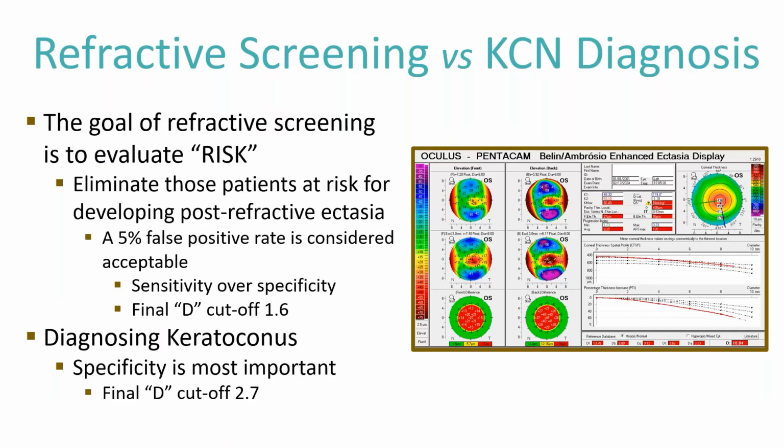Screening, a 5% false positive, is pretty much what most of us will accept. But when we're doing a disease-specific treatment, specificity becomes very, very important. And again, going back to that earlier slide that I showed you, we actually use a final D of 4 and add that abnormal PTI tracing and add an abnormal posterior elevation at the thinnest point, because in an FDA trial, we have to be very, very sure that we are actually treating disease.